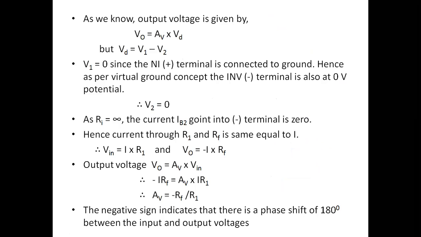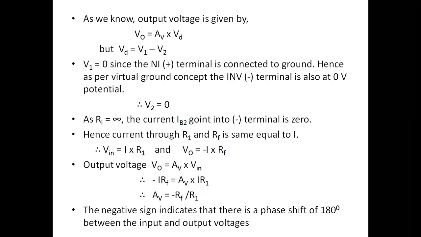So here we are aware about the voltage gain. We can write voltage gain is equal to the ratio of output voltage with respect to the input voltage. If we are using the differential amplifier, if there is a difference between inverting and non-inverting terminal, we can take that differential input voltage equal to V1 minus V2. So now we are saying V1 equal to 0 because we have connected the non-inverting, or we can say the positive, terminal with the ground.